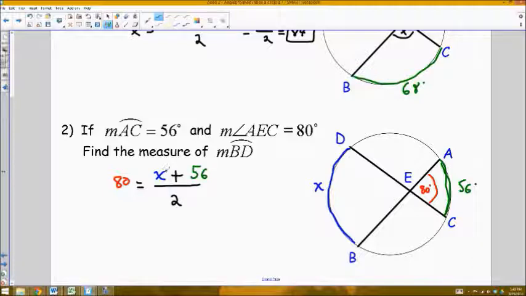So the reason that the variable x in this case is showing up on this side of the equation is it's the measure of one of the two arcs. It's always the angle is the average of the arcs. So my two arcs are 56 and x. The average of those two things will equal my angle, which is 80.